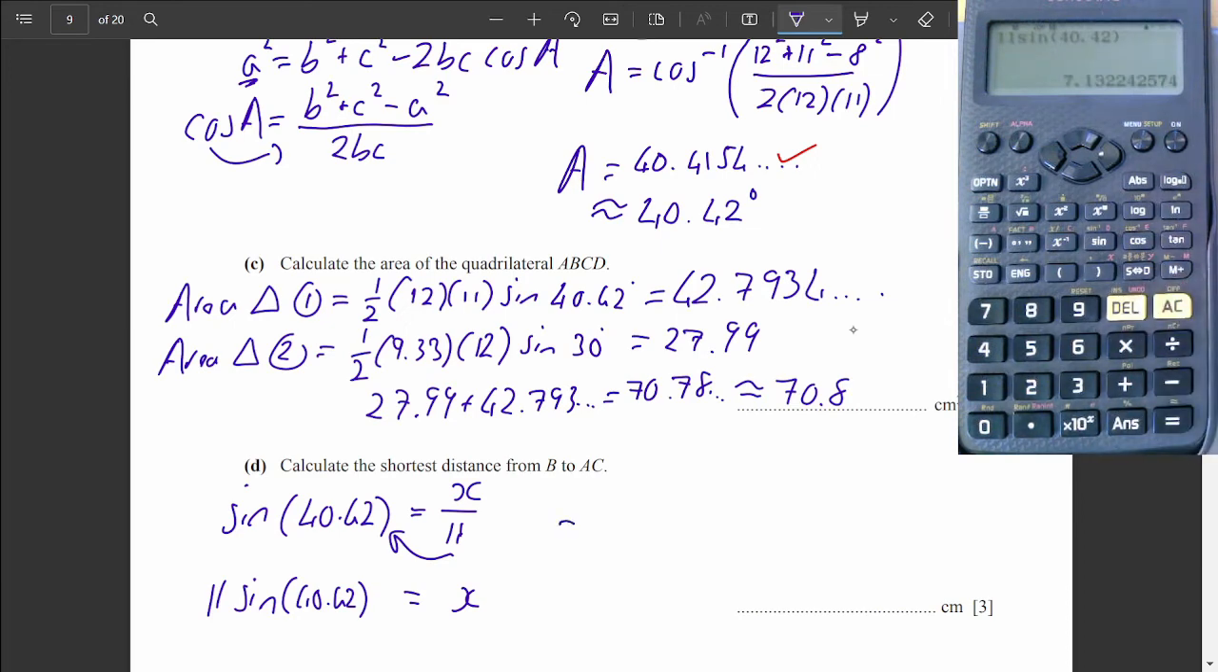And we get X equals 7.1322, etc. Rounded to three significant figures, 7.13. Well done.